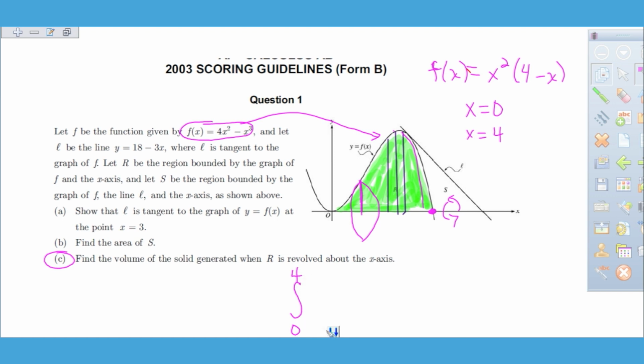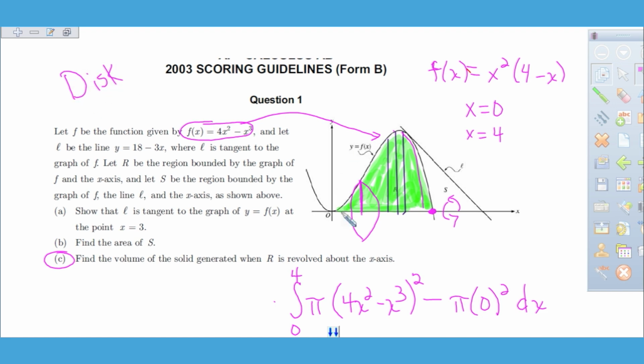Then we go from 0 to 4 of the outside radius. We're going to take that pi out. Let's leave it in for just this problem. So pi r squared, the radius is going to be the function's height. So pi r squared minus pi, and the radius on the other one is 0 because there is no donut hole to take out of this. This will be a solid slice, and this will be called a disc.